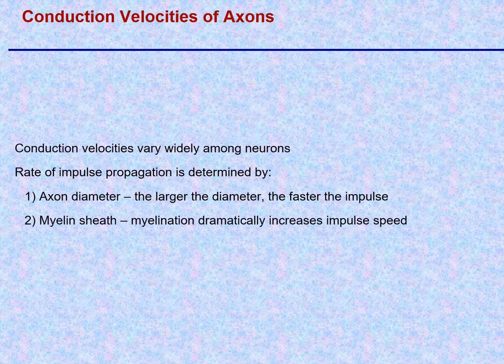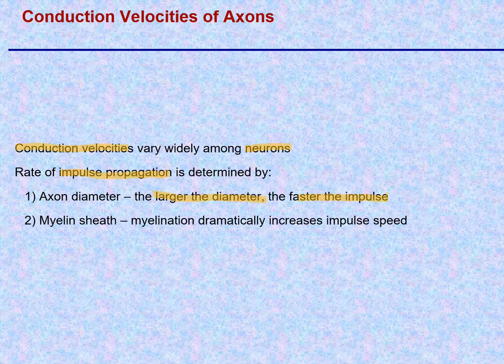Okay, movement of the action potential down the axon, the velocity of it can vary. And it varies quite widely between different types of nerve cells or neurons. The velocity, the rate of movement of the action potential down the axon, is the rate of impulse propagation or conduction of that impulse down the axon, and it varies depending upon the diameter of the axon. The larger the diameter, the faster an impulse moves.